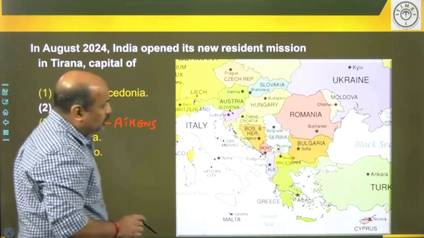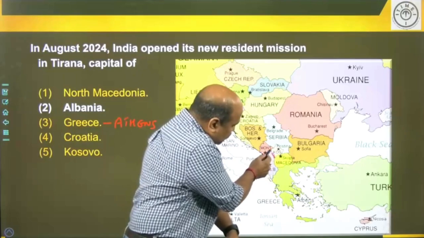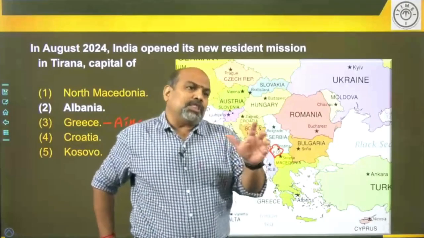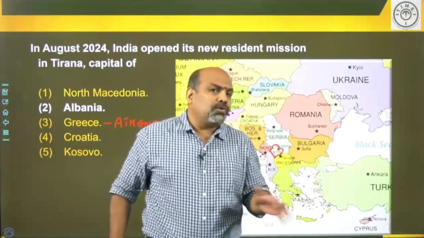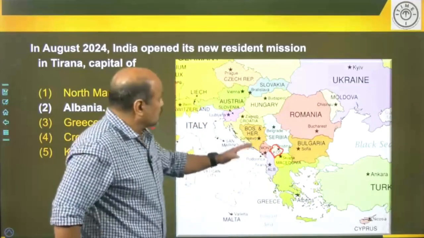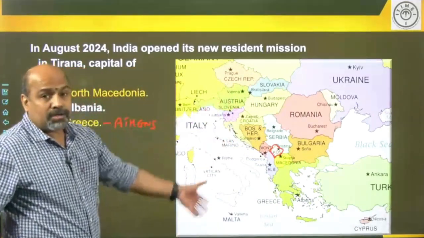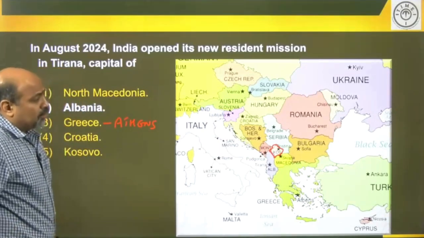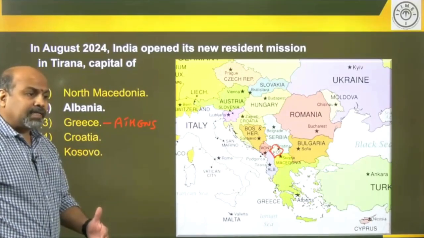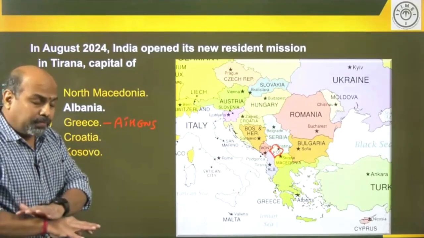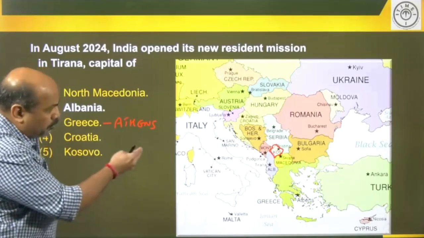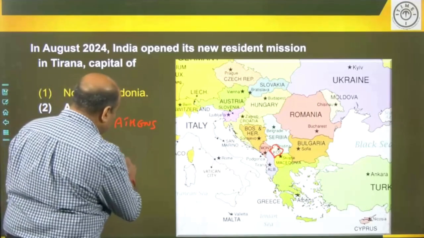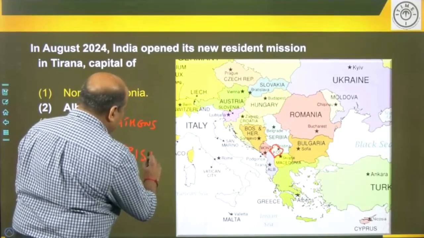Now, the thing about Kosovo, this is Kosovo, my friends. This is a tiny country with limited recognition. Just about 103 countries recognize Kosovo, mostly countries in the West. Russia does not recognize it. Serbia also does not recognize Kosovo as a separate country, only as an autonomous province, because it broke away from Serbia. Kosovo's capital is Pristina.